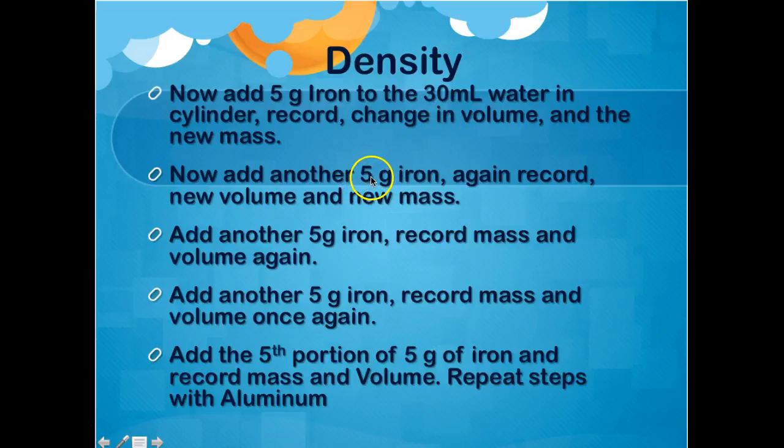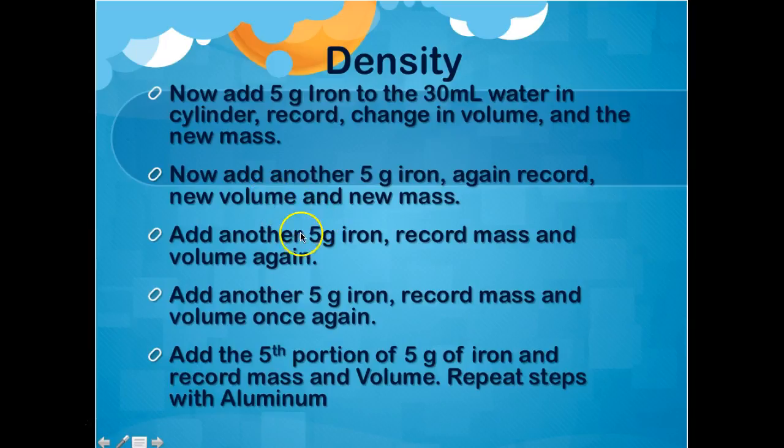Now you're adding another portion of iron. So now you've added a total of 10 grams of iron. So if the initial mass was 84 grams, with the additional 5, 84 plus 5 was 89. You're adding another 5 grams, so a total of 10 grams, so it should go up to about 94 grams. Again, the volume will rise, and so note the new volume.